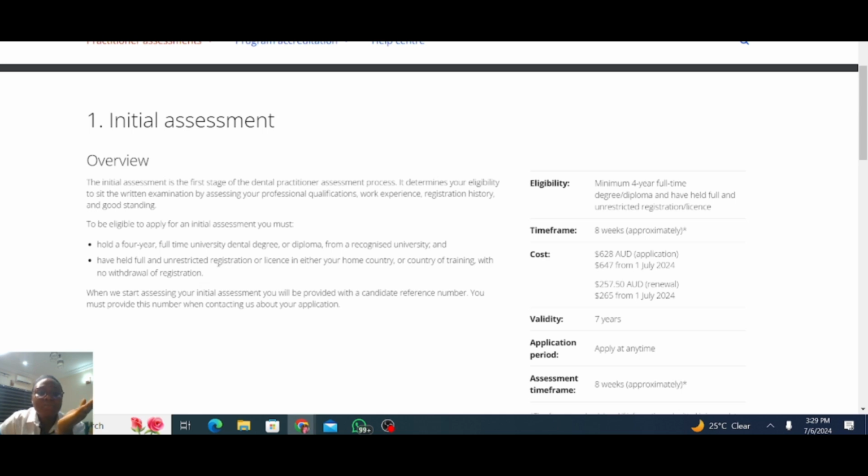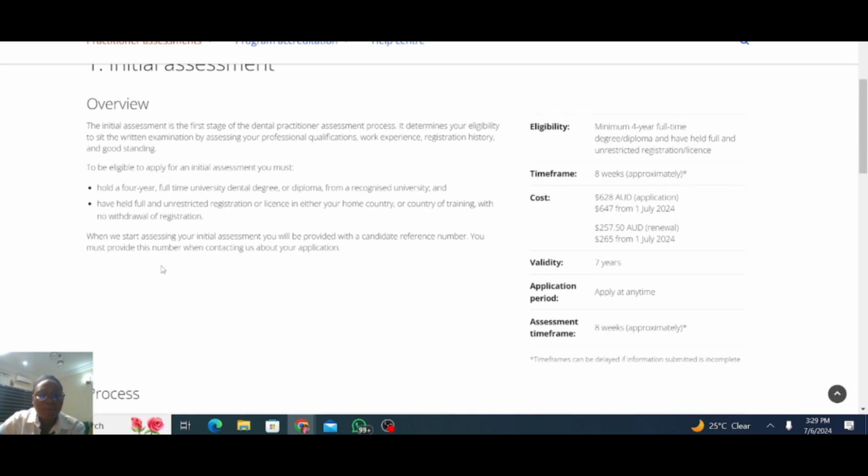So even if you have a higher national diploma, HND, as a Nigerian, you can still apply as a dental therapist or a dental nurse or a dental technologist. But for dentists, of course, you must have your bachelor degree and your license with your home country, you're in good condition. These are the 2 requirements you need to apply for initial assessment. Very easy. Now, when we start assessing your initial assessment, you will be provided with a candidate reference.